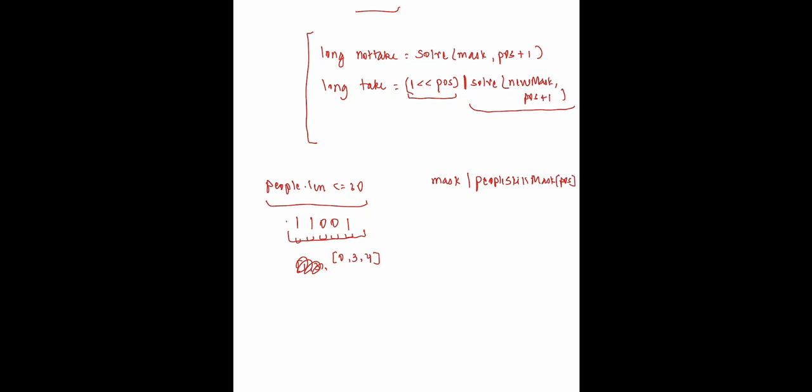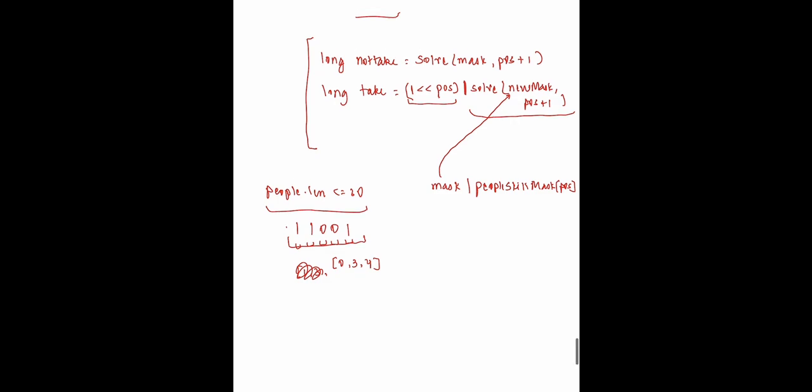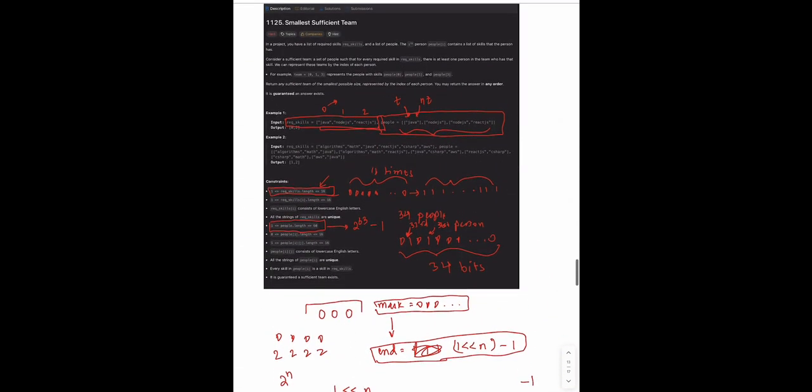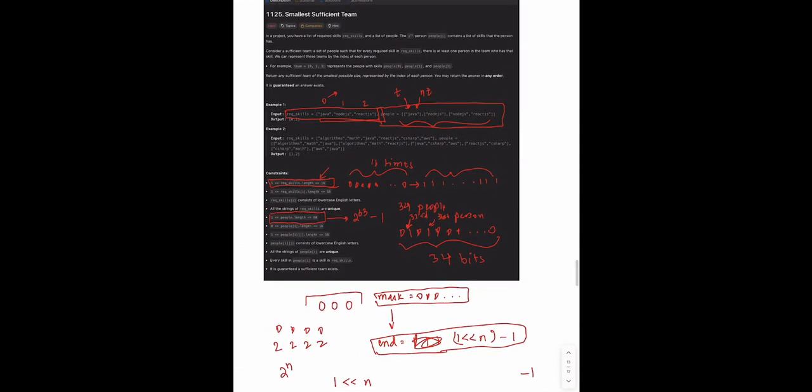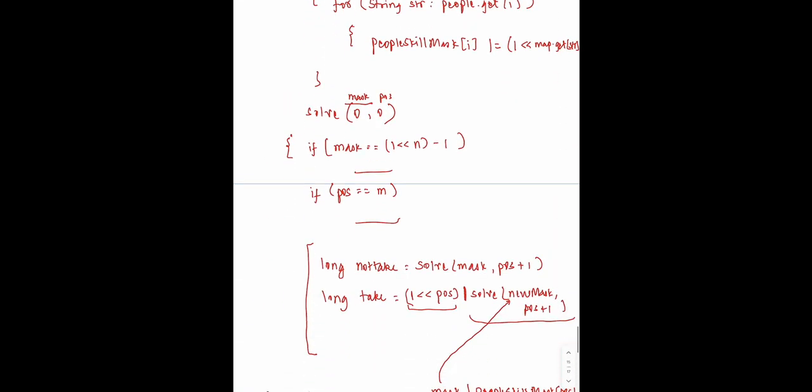Just because we chose them, it added certain new skills to our current mask, right? So I can rewrite this new mask to be this. And now the last part of the question is, which is the better option among two? So if you remember, the question asked you for the smallest sufficient size, right? Smallest size of the sufficient team. So there'll be multiple answers.